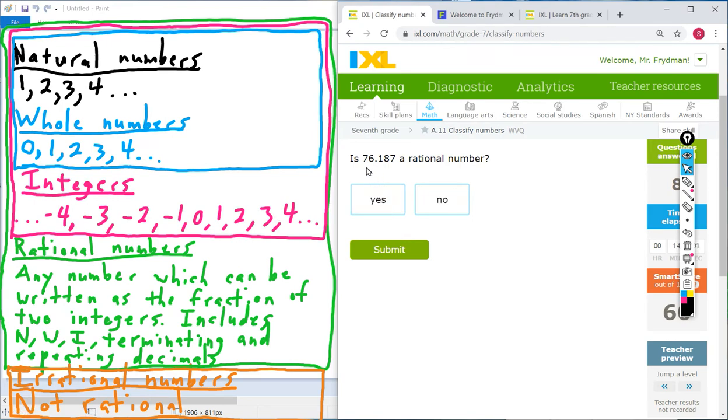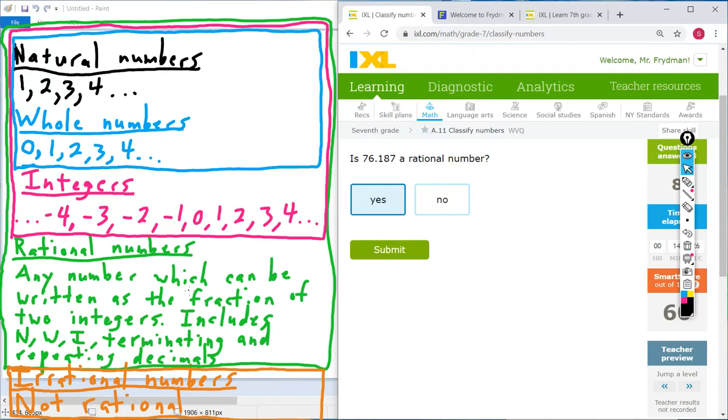This number over here, 76.187, terminates. It ends. After I get to this 7 over here, that's it. The number is over. So it is a terminating decimal. It doesn't go on forever. And therefore, I know that it must be rational by definition.